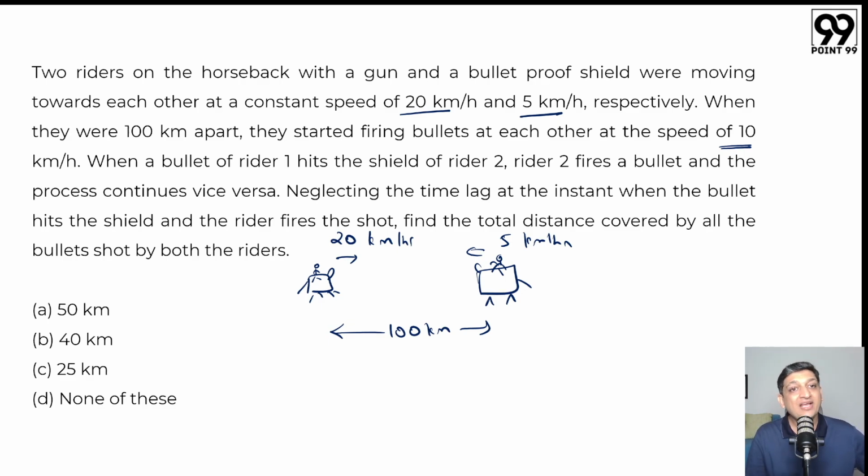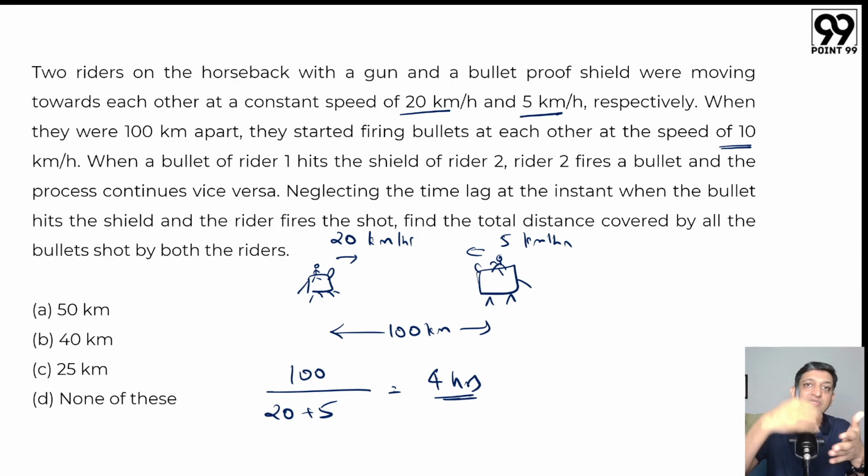As simple as that. Now we know that they start firing bullets when they are 100 kilometers apart, and they stop firing bullets when both of them meet each other. That is the whole point, right? So in this particular case, we know that these 100 kilometers have to be traveled at a relative speed of 20 plus 5, that is 25 kilometers per hour, which means that bullets would be fired for 4 hours straight. So rider 1 will fire a bullet, it reaches rider 2, then rider 2 will fire a bullet, it will reach rider 1, then rider 1 will again fire a bullet, and this will continue.